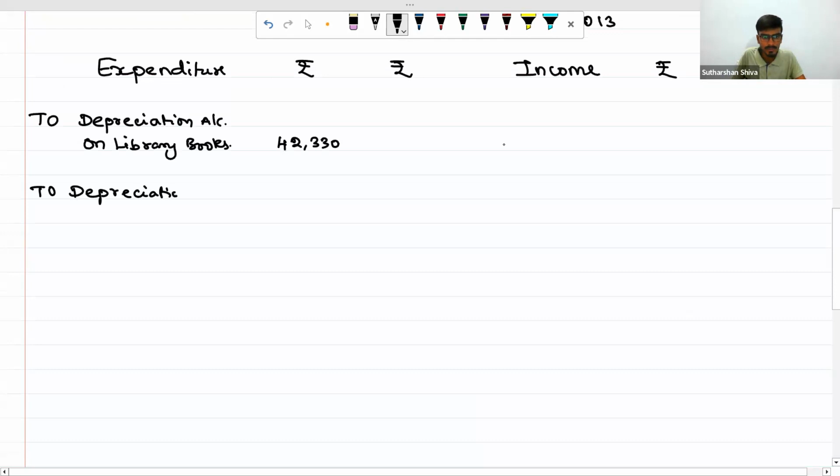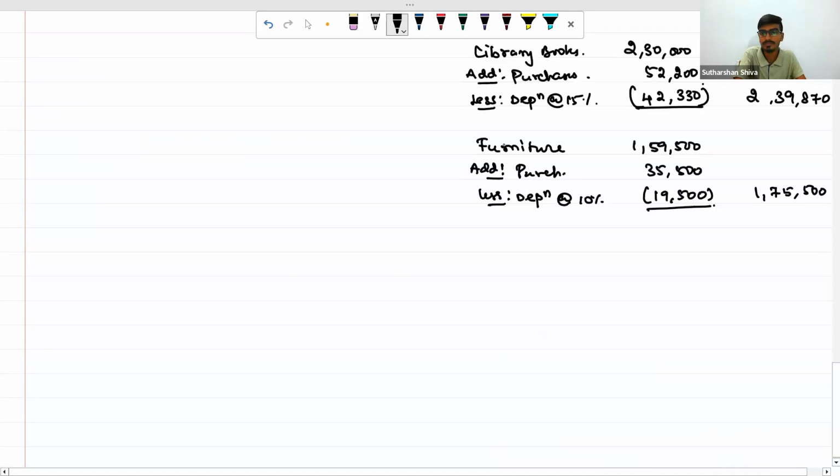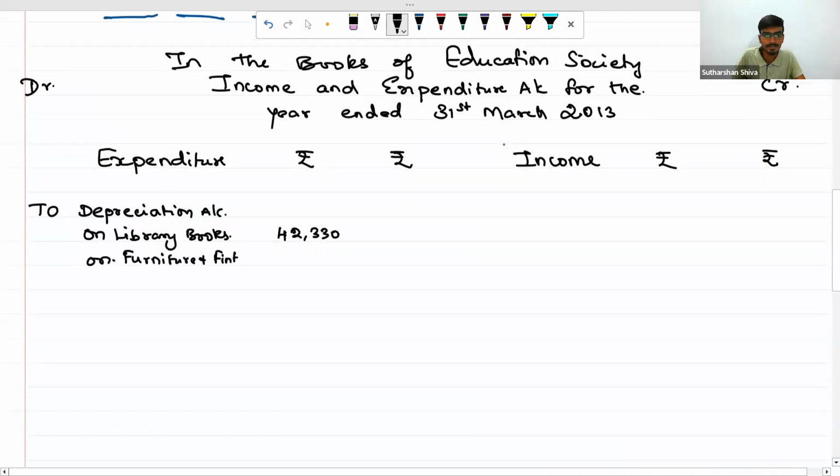Depreciation. Wait, why are we writing depreciation again? On what have we subtracted? On furniture and fixtures. We will write what is the depreciable value, 19,500.